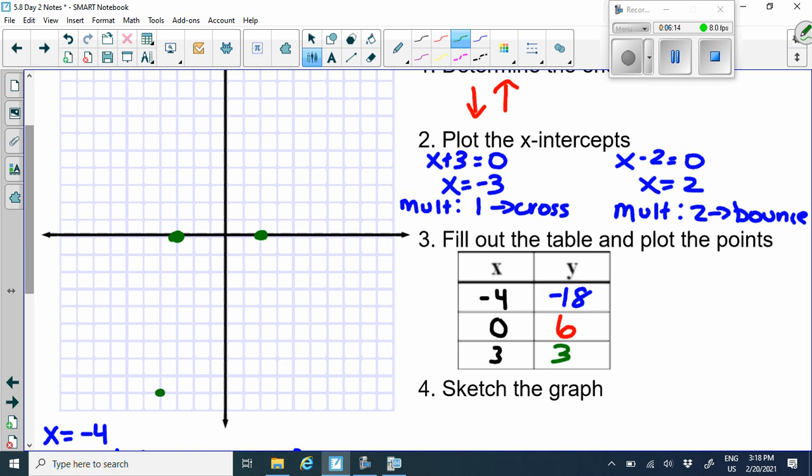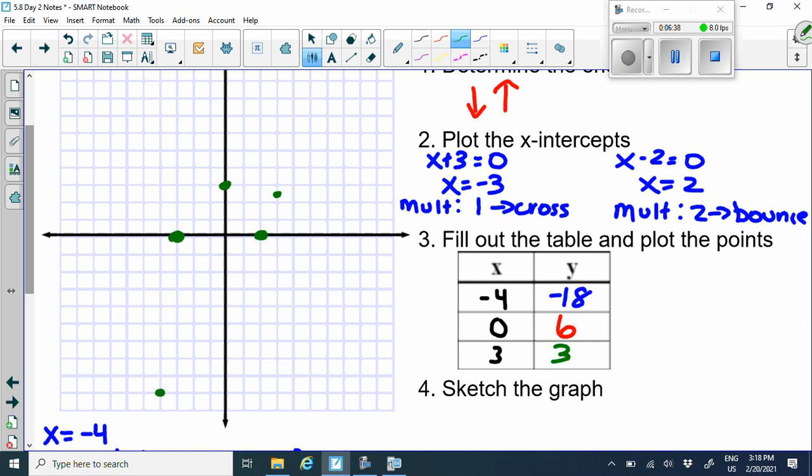So I'm going to plot my point there. Now 0, 6, so I go 2, 4, 6, okay? And then from there, 3, 3. So when I go over 3, I am going to be kind of in the middle here. Oops, I need to go up. 1, 2, and in the middle for 3 here. There we go, okay? Now, we need to follow everything.